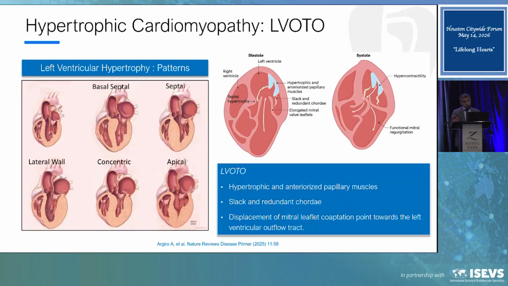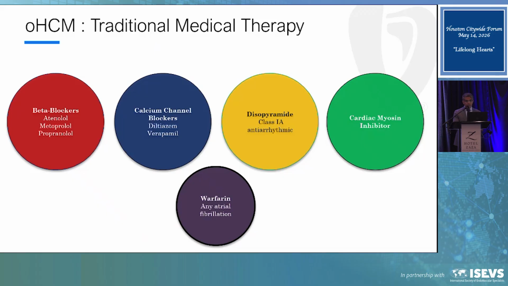If we look at HCM phenotypes, we have multiple patterns that all of us look at via echo, MRI, and other imaging modalities. But what we wanted to concentrate on today was left ventricular outflow tract obstruction, obstructive HCM. With LVOT obstruction, we've got hypertrophic and anteriorized papillary muscles, slack and redundant chordae, in addition to displacement of the mitral leaflet coaptation points toward the left ventricular outflow tract.